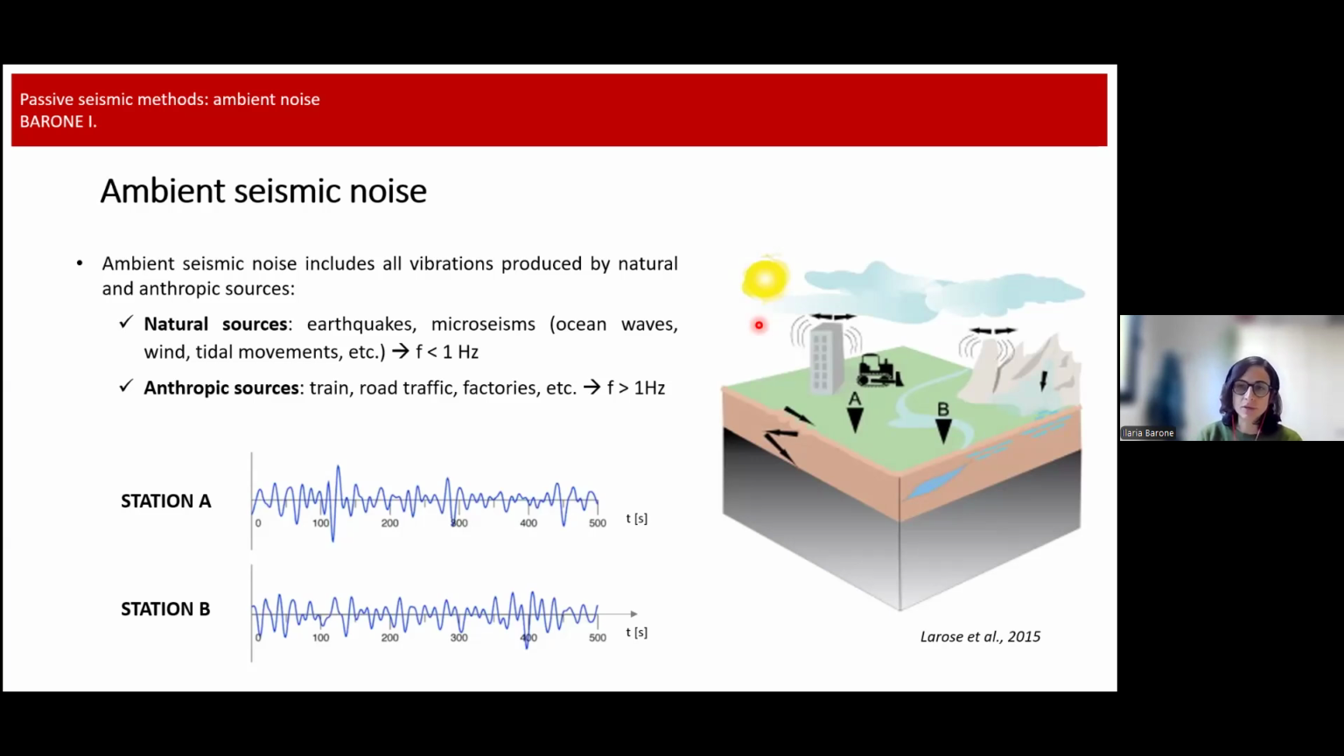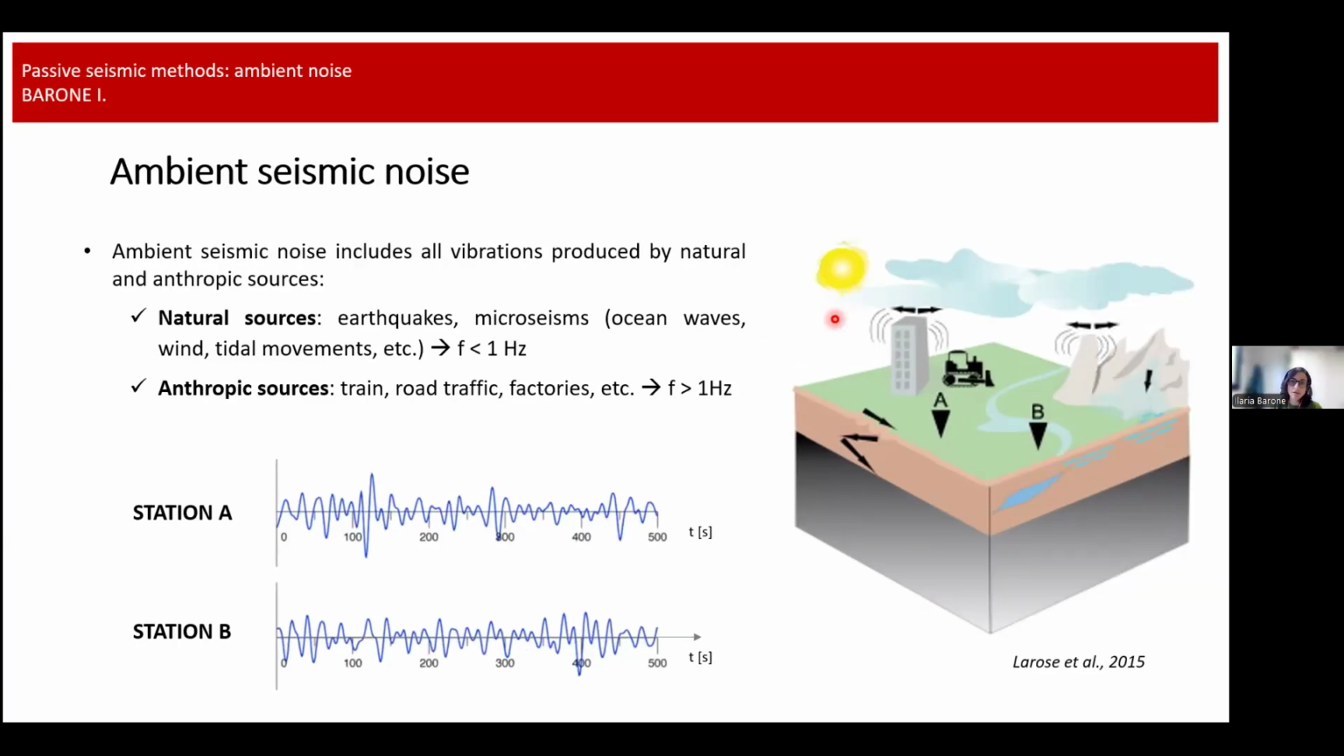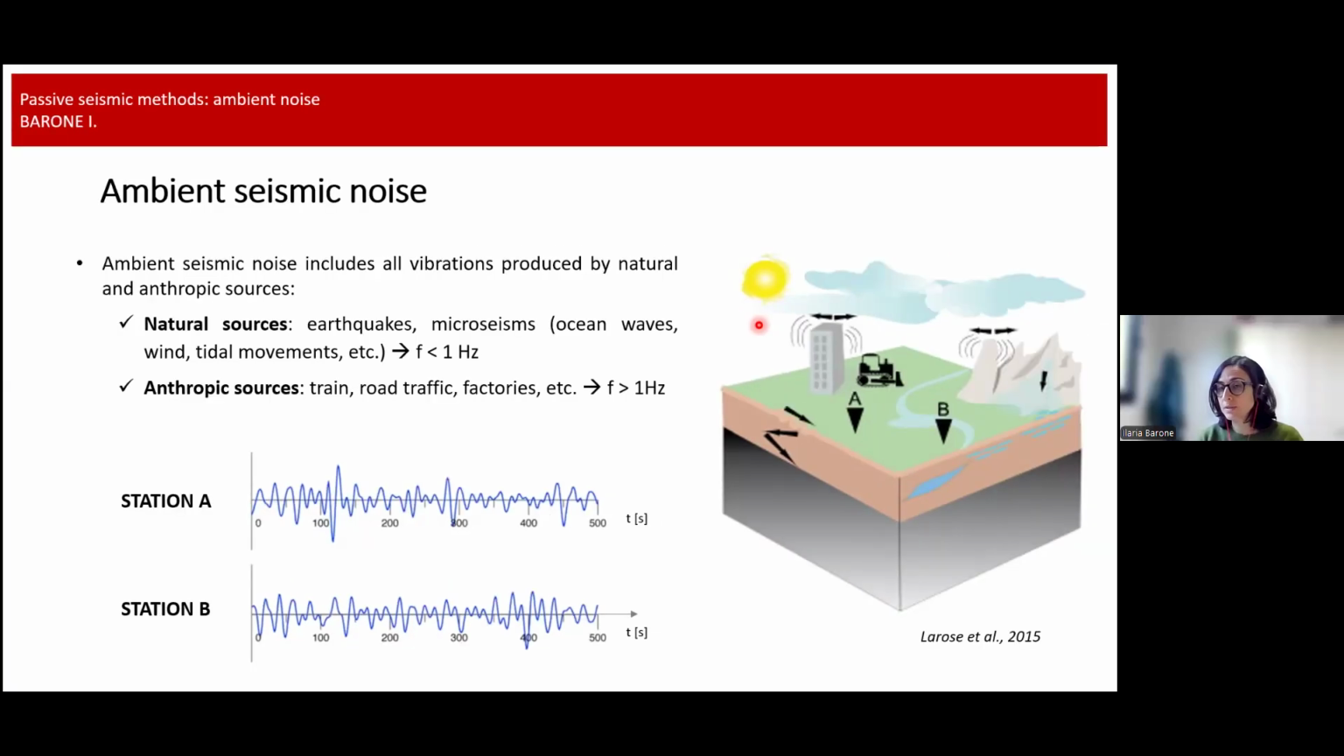And then we have anthropic sources that are instead all the sources that are human generated. So, of course, we have traffic, so all the cars, all the trains, all industrial operations, and so on. Normally, this type of noise spans over a higher frequency range, so normally we talk about frequency higher than 1 Hertz. This ambient noise looks rather random, as you may see from these two typical traces. And the idea of passive seismic methods is to try to extract coherent energy from these random signals.